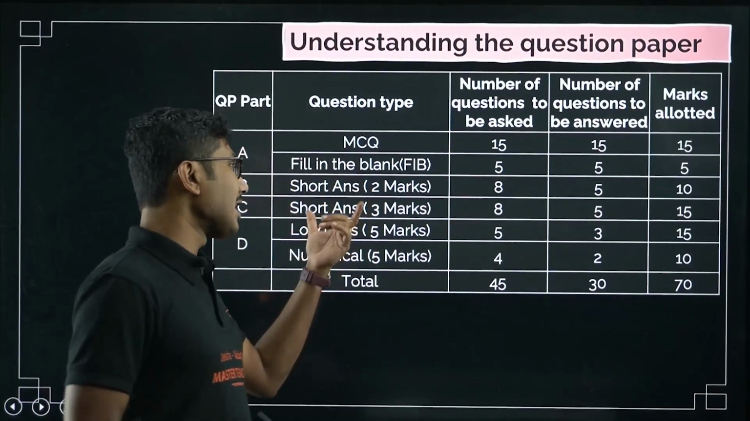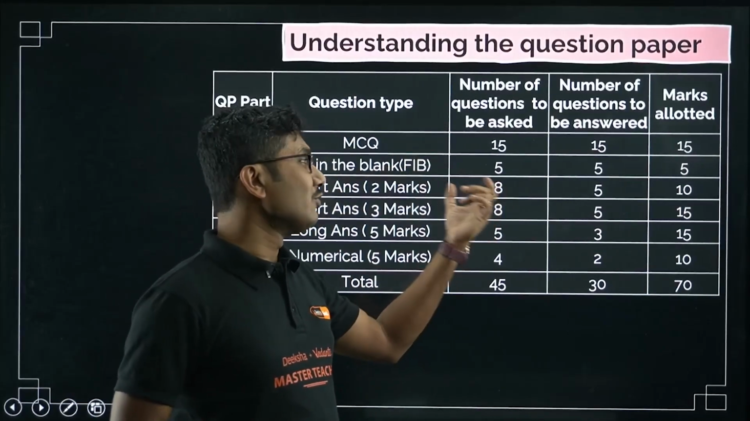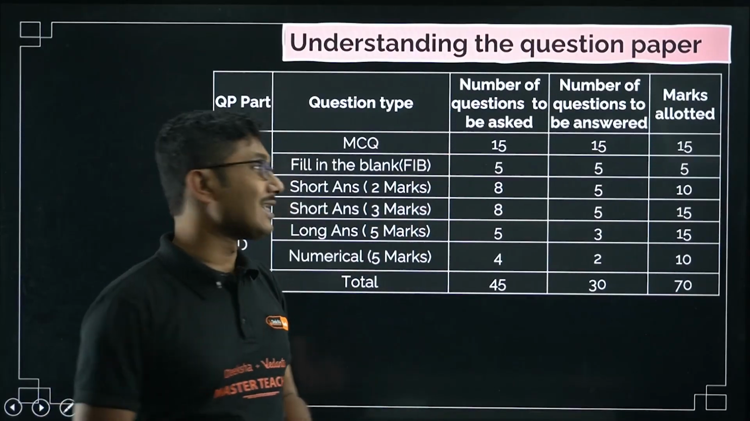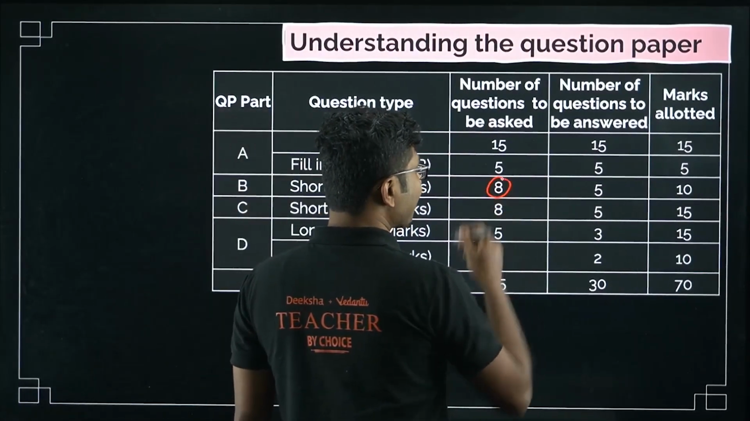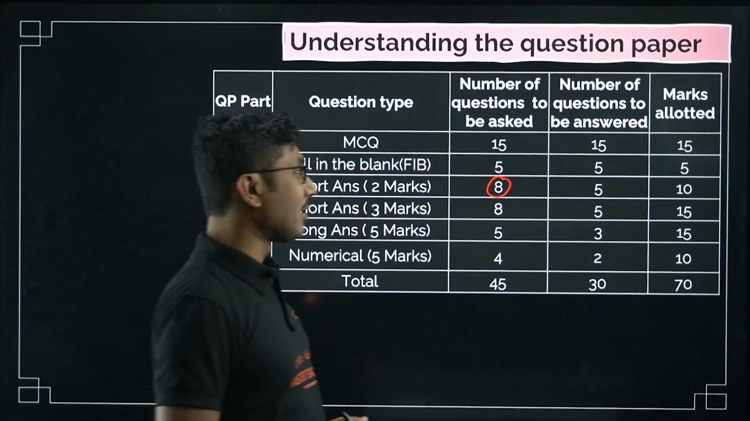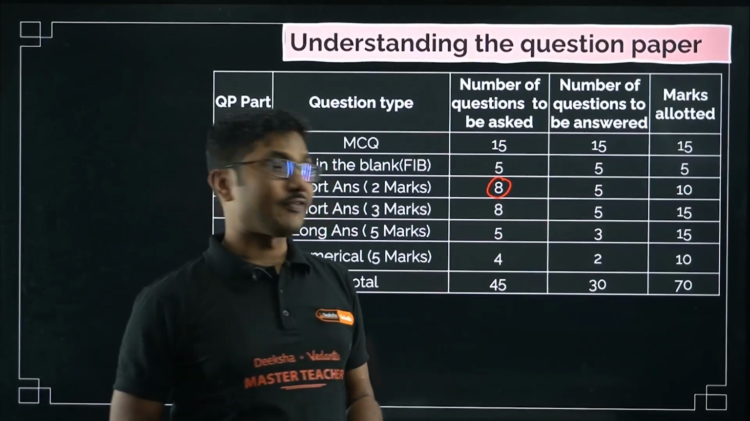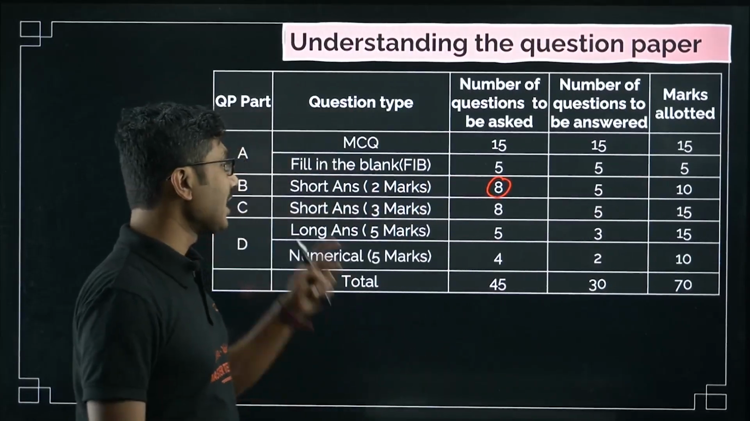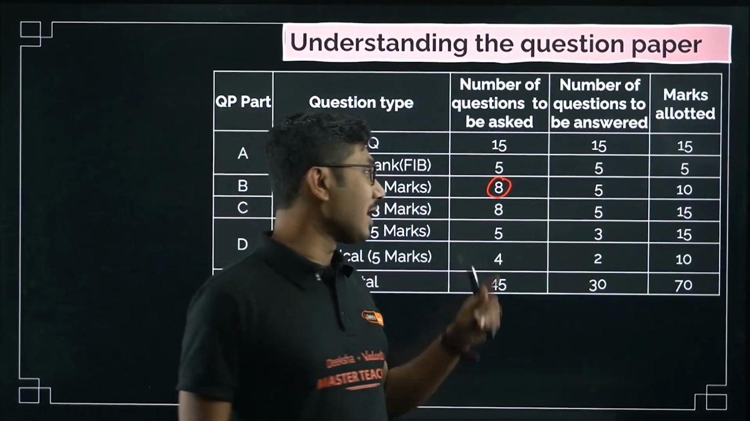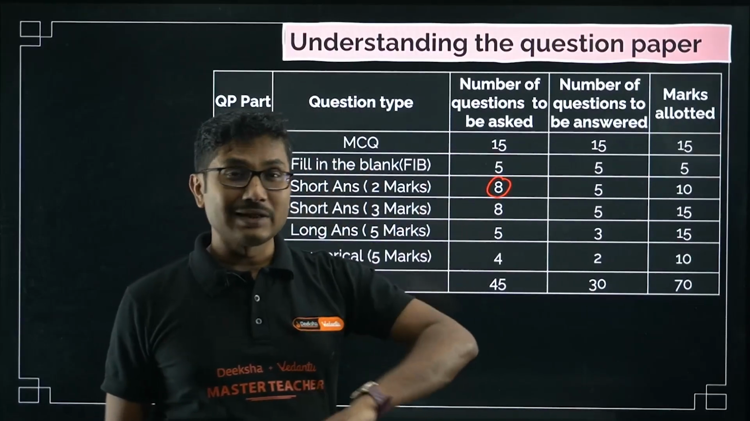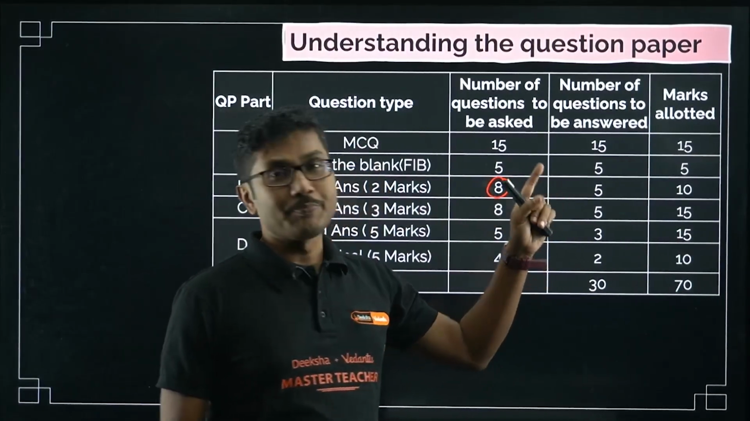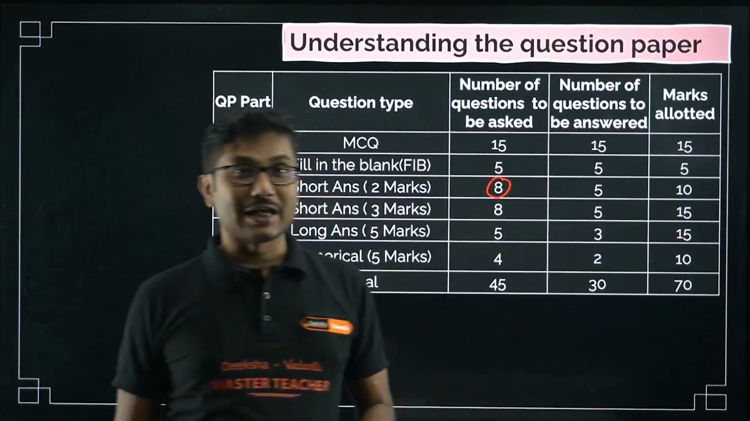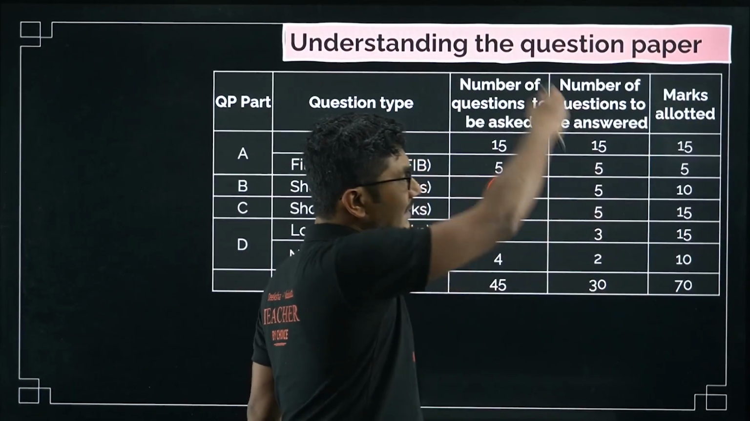Now short answer type 2 marker question, here you are only given 8 questions. Last year it was 9 questions, so they have reduced it to 8 questions now, and out of that you have to answer 5 questions. No change in there. So 10 marks is allocated in the 2 marker section. Similarly in the 3 marker section as well, previously there used to be 9 questions, now there are only 8 questions. Out of the 8 you have to write 5 questions and 15 marks is allocated there. So there is no change in this column.